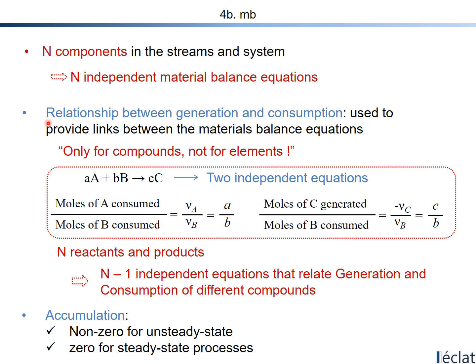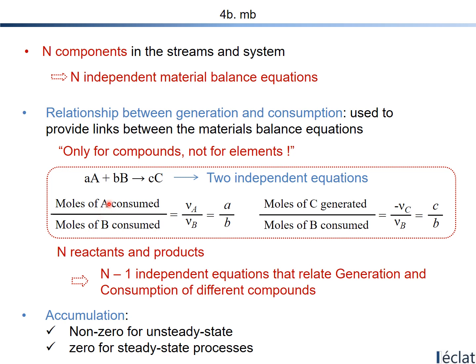The next equations would be obtained from the stoichiometric or balanced chemical reaction equations. The stoichiometric coefficient can be considered as the relationship between generation and consumption, which is used to provide links between the material balance equations. Here are some examples. Reactant A and reactant B are going to C with known stoichiometric coefficients. From this chemical reaction equation, you could get two independent equations.